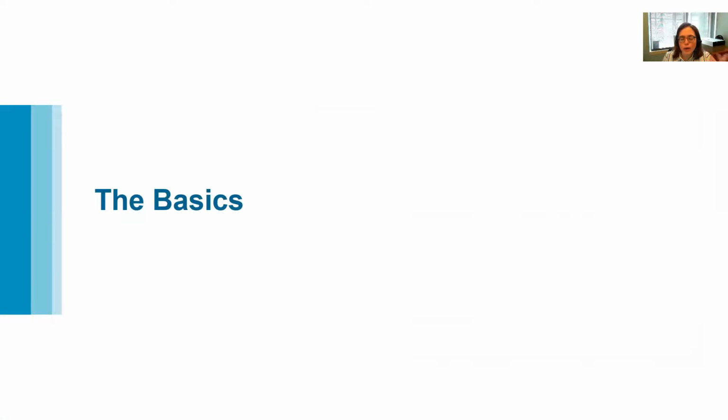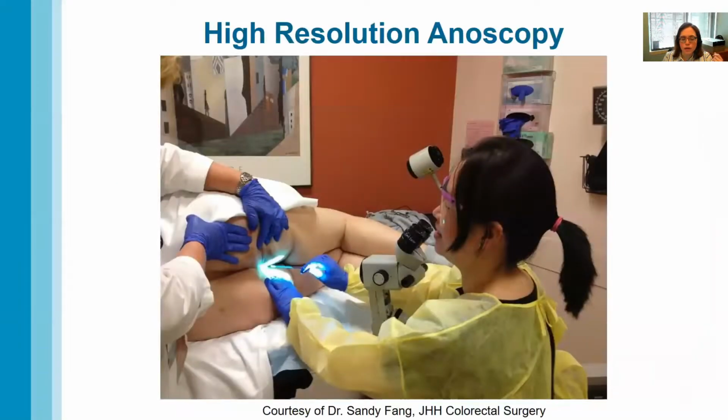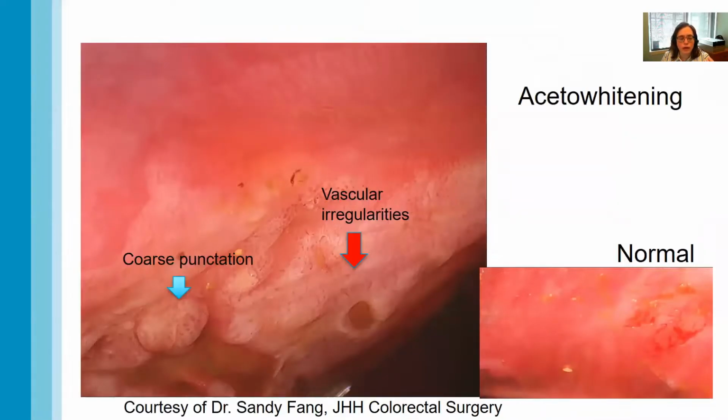Now, let's talk a little bit about the clinical basics of anal exam. Here at Hopkins, we are extremely fortunate to have Dr. Sandy Fang, not only as one of our colorectal surgeons, but also as an expert in examination and sampling of the anal canal via high-resolution anoscopy, which is a technique modeled off of colposcopy for cervical cancer. Similar to colposcopy, 5% acetic acid is used to identify areas of rapid cell growth, as seen here. And then this plastic tissue will turn white after contact with this acetic acid. And this is called acetowhitening.